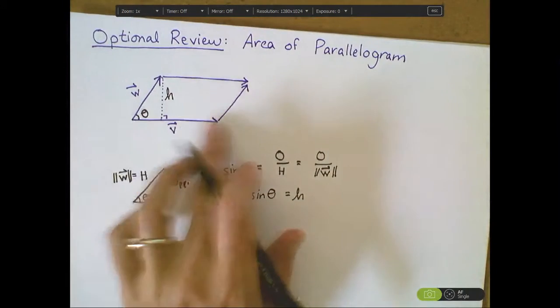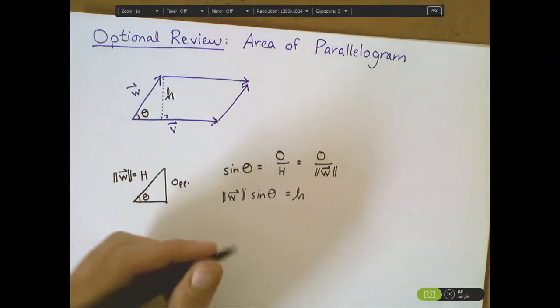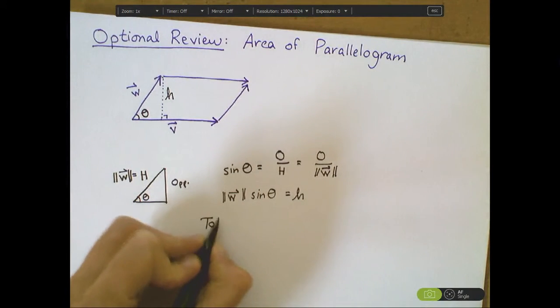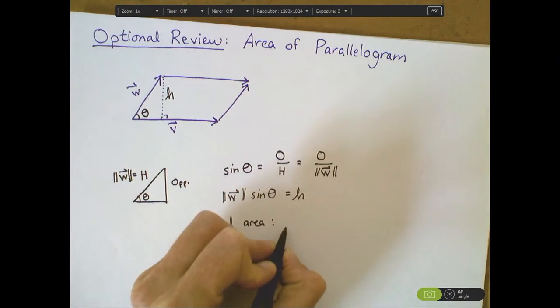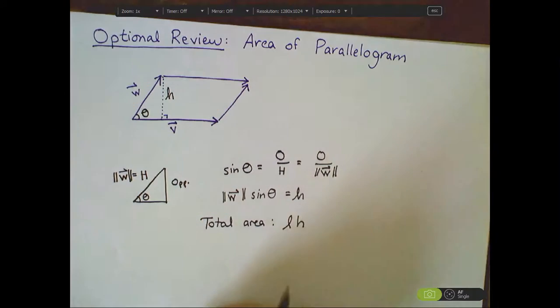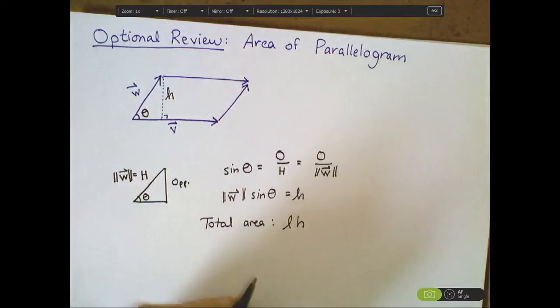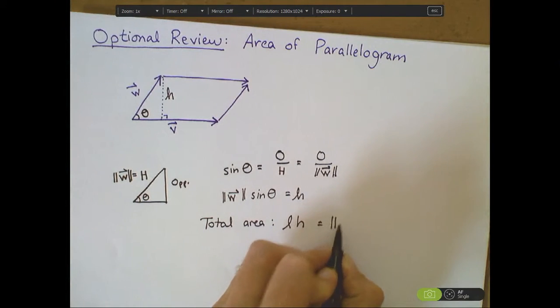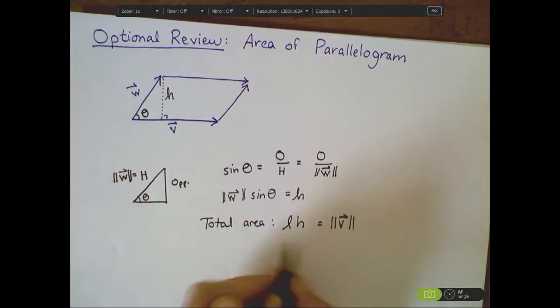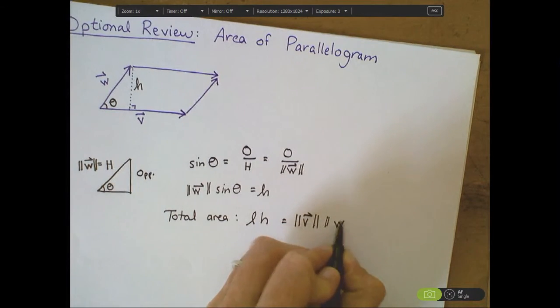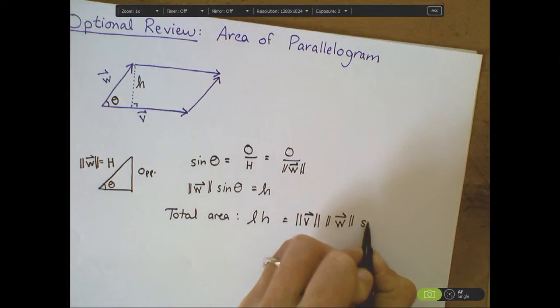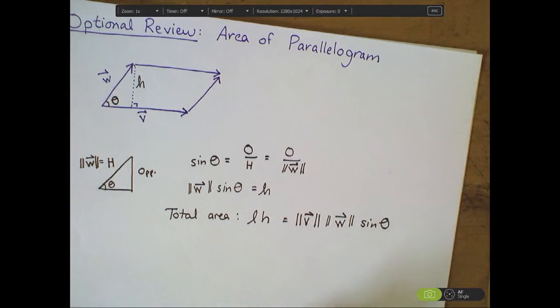What is the length of the base? So the total area is going to be length times height, and the length in this case is just the magnitude of b. So this is the magnitude of b, which is the length of the base, times the total height, which is the magnitude of w, times the sine of the angle between them.